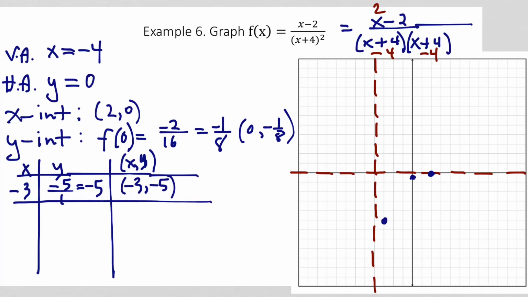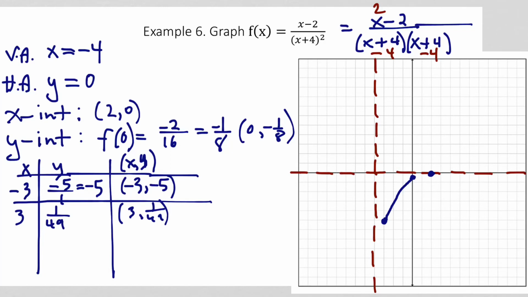And let's just get one more point to the right of the x-intercept so I can see how long it takes to settle down onto that horizontal asymptote. So let's take x equals 3. That'll be to the right of the x-intercept. And I'll get 3 minus 2 in the numerator. 3 plus 4 is 7. 7 squared is 49. So this is a very small number. So it's settling down on the horizontal asymptote pretty quickly. So I can draw this in here.